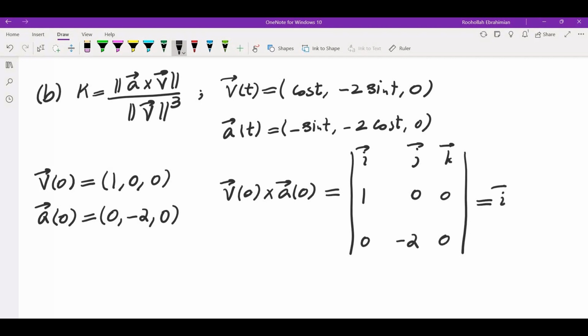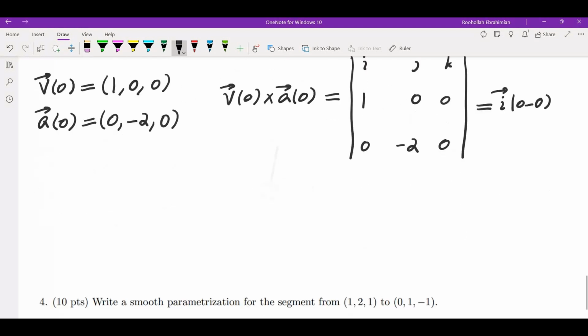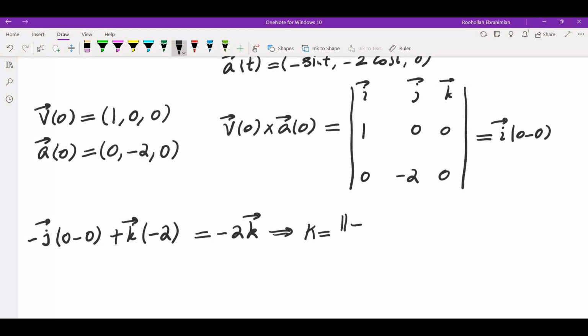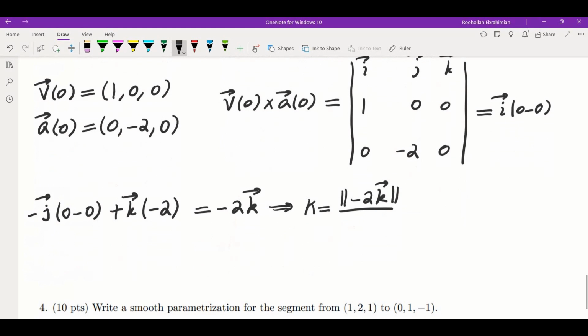So this would be i times 0 minus 0, minus j times 0 minus 0 again, plus k times -2, which is -2k. So the curvature is going to be the magnitude of this, -2k, divided by the magnitude of v, which is just i, so magnitude of i cubed. So this is going to be 2. So the curvature is exactly 2.